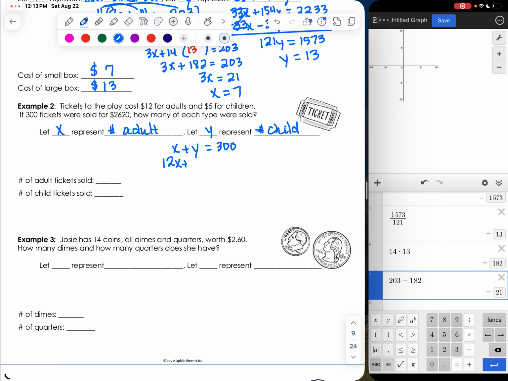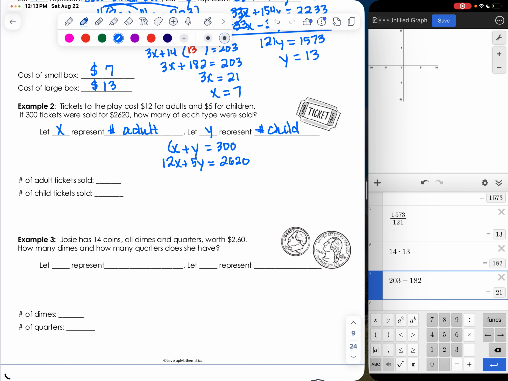The child tickets were $5 each, so 5y. And that was a value, the total value of that added up to 2,620. Now, again, both these equations are in standard form. So I'm going to use elimination. So I'm looking at my x's. I have a positive 1x and a positive 12x.